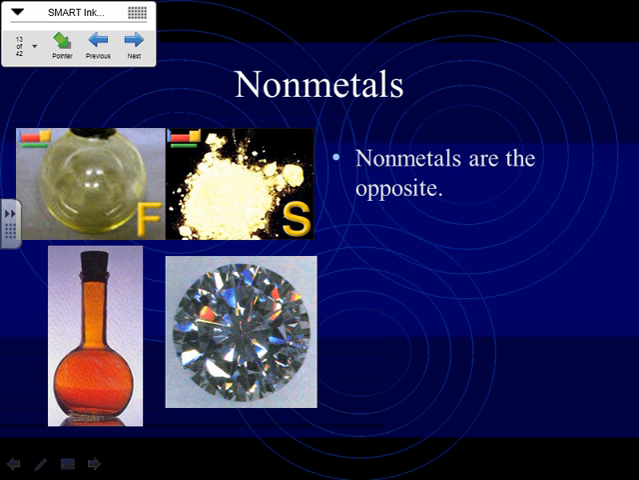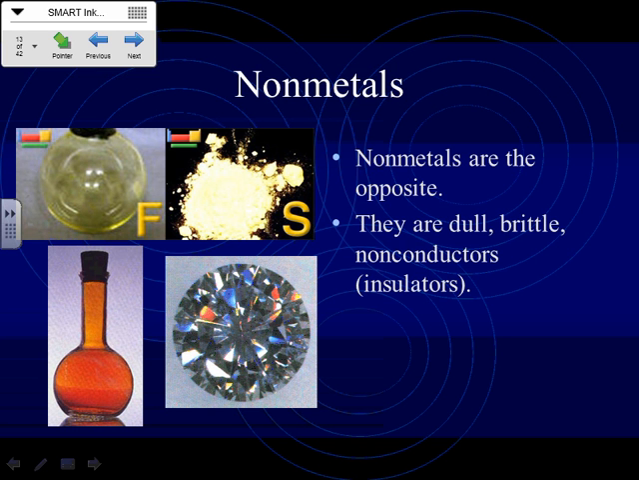Okay, non-metals are basically the opposite of metals. So whatever we said about metals, it's going to be the opposite. They're dull, so they're not shiny. They don't reflect light. They're just dull. They are brittle, which means you hit them and they crumble or they break.